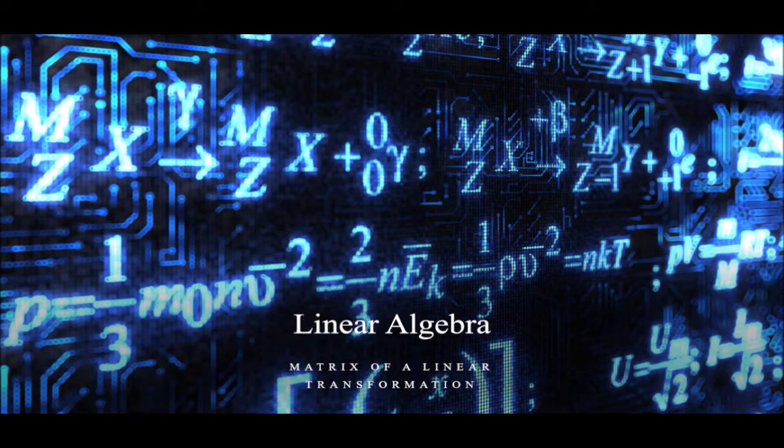In today's video, we're going to see how we can represent a linear transformation from a vector space V into a vector space W with respect to bases S and T for V and W respectively as a matrix. We will then see how the linear transformation, properties of the linear transformation and properties of this matrix representation are related.